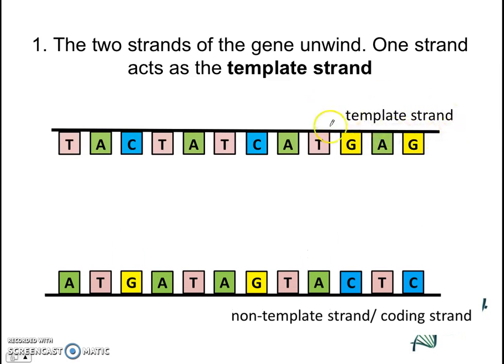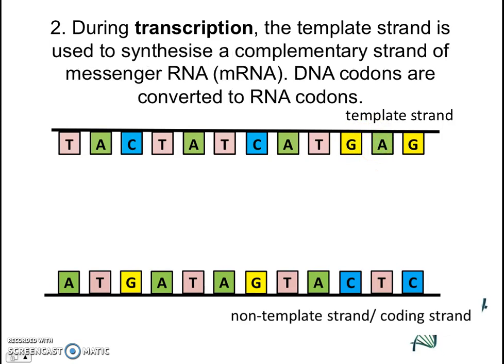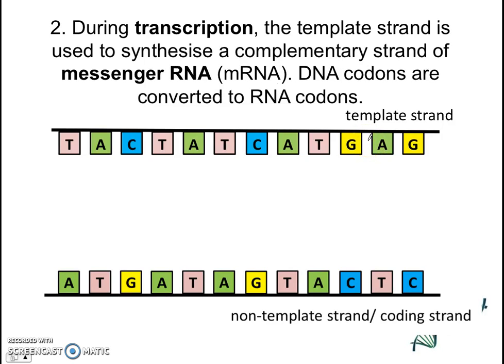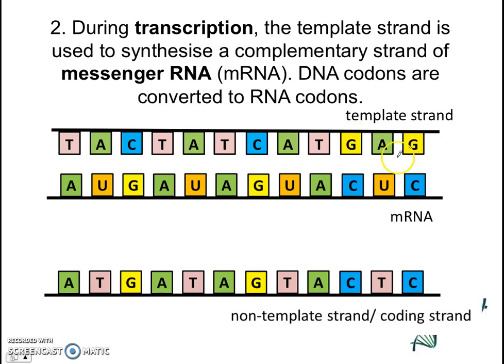Then one strand, we'll call it the template strand, and the other strand, we'll call it the non-template strand. So only one strand of the gene will act as a template strand. And this template strand is important for transcription. During transcription, the template strand is used to synthesize a strand of messenger RNA. Let's see that happen here. So here's my strand of messenger RNA. And you can see that this strand is complementary to the template strand.